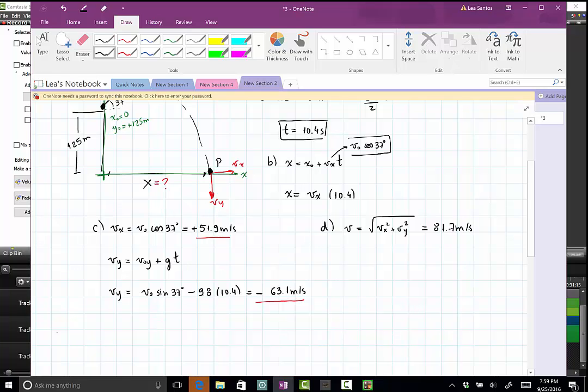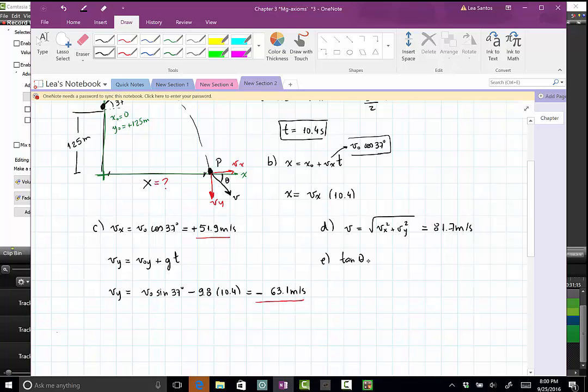Okay, this is the magnitude. How about the angle? How about the direction? For the angle, I'm going to use the tangent of theta. So theta is this angle here. So this is my final V. Okay, so we are trying to find this angle theta here.